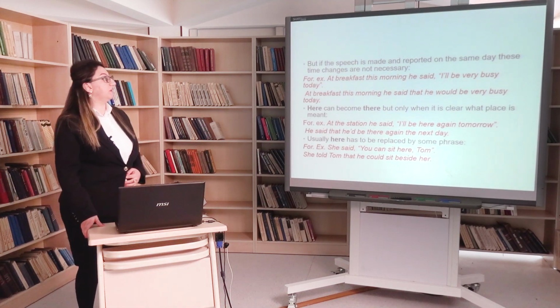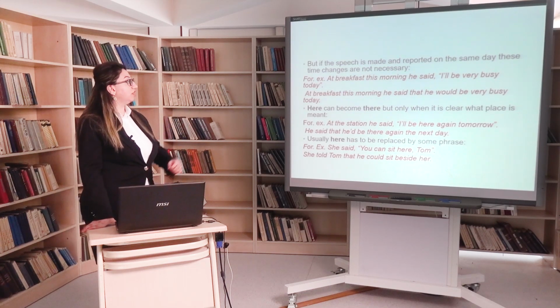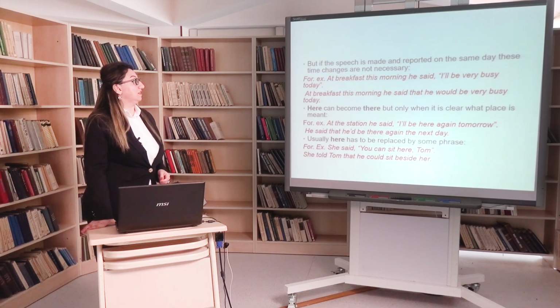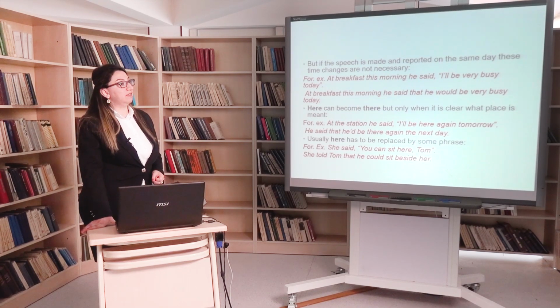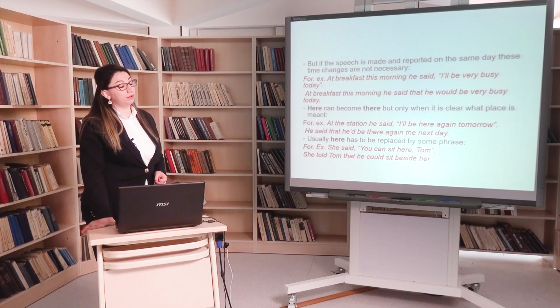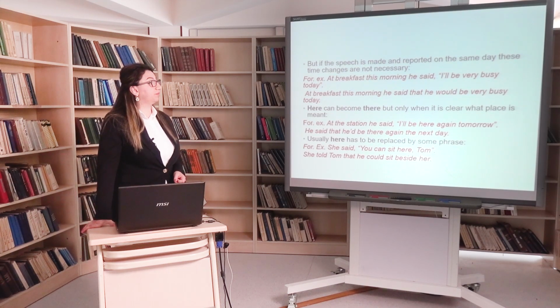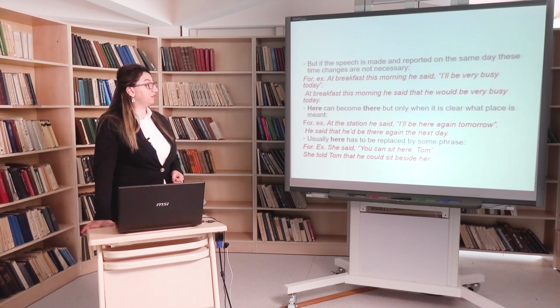But if the speech is made and reported on the same day, these changes are not necessary. For example, at breakfast this morning, he said, I'll be very busy today. If we turn this sentence into indirect speech, we say, at breakfast this morning, he said that he would be very busy today. Here can become there, but only when the place is a noun. For example, at the station, he said, I'll be here again tomorrow. He said that he would be there again the next day.